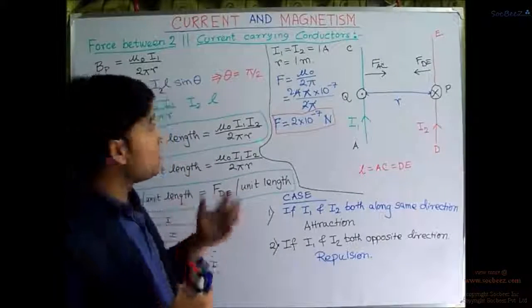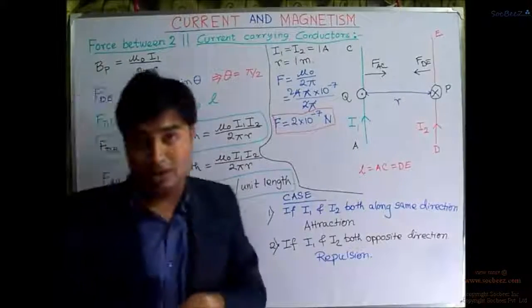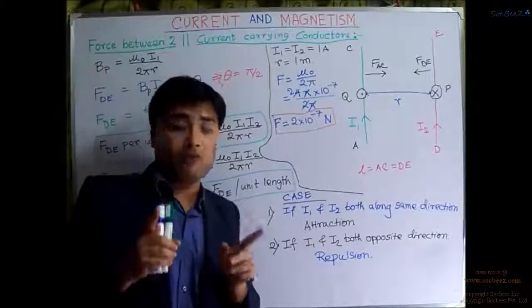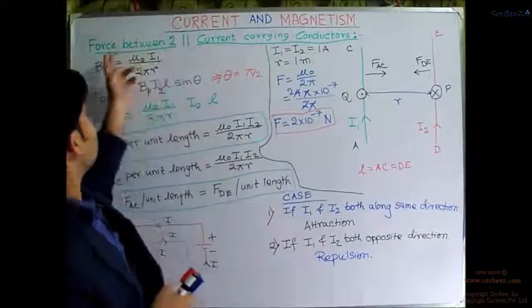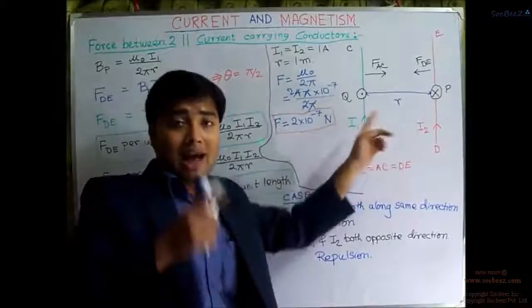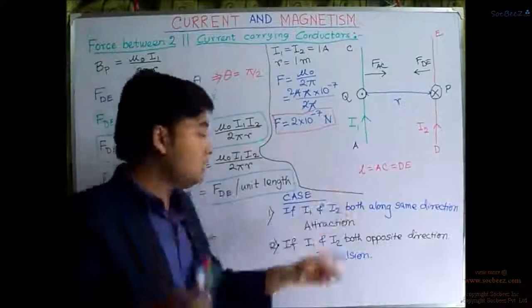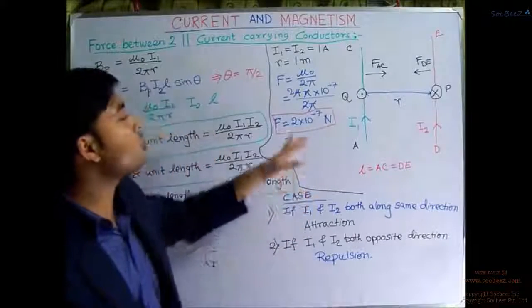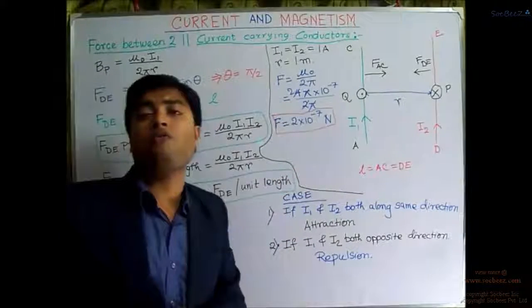So in this lecture we are now able to understand the magnitude of the Lorentz magnetic force between two parallel current carrying conductors, and also the direction, whether they are going to attract or repel each other, and also the definition of ampere.